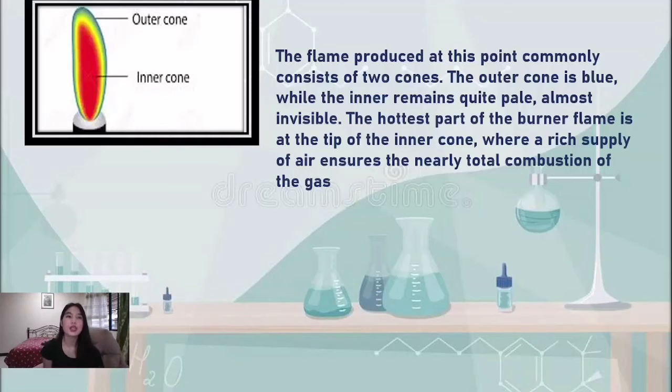So, the outer cone and inner cone. The flame produced at this point commonly consists of two cones. The outer cone is blue while the inner remains quite pale, almost invisible. The hottest part of the burner flame is at the tip of the inner cone, where a rich supply of air ensures the nearly total combustion of the gas.